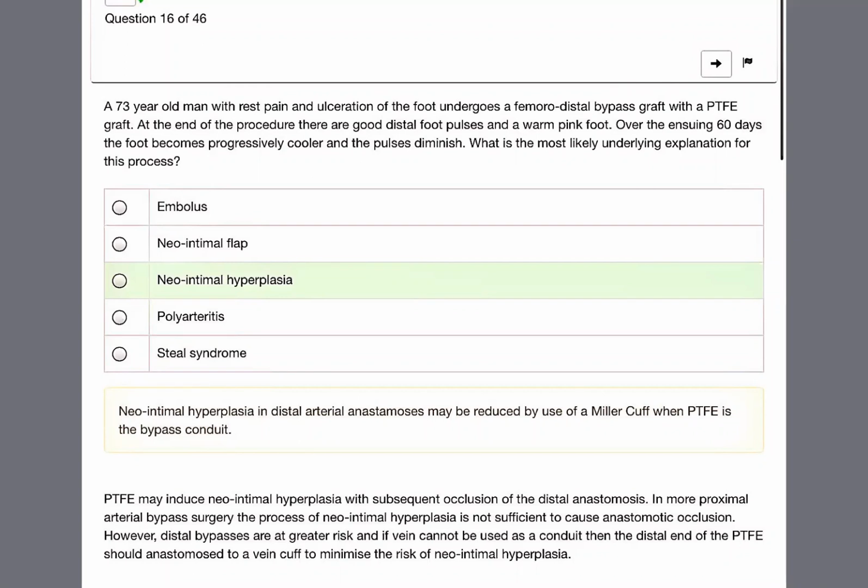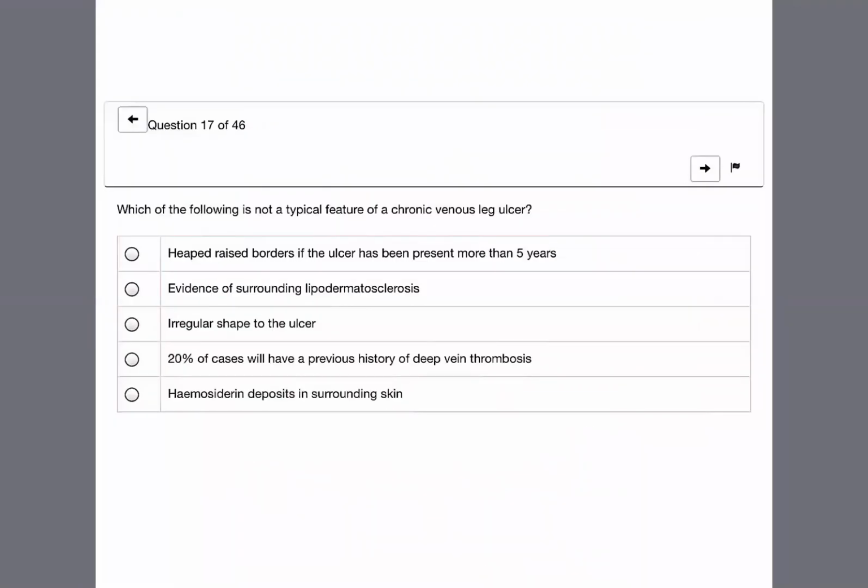Sometimes they ask about the Miller cuff, and if not, they will ask about what is the problem of the graft after we did it: it is the new intimal hyperplasia. Nothing more than this is required from you. Don't go deeper than this.